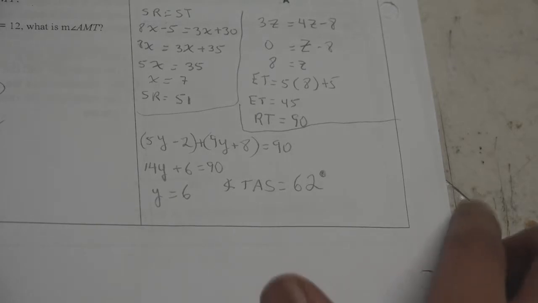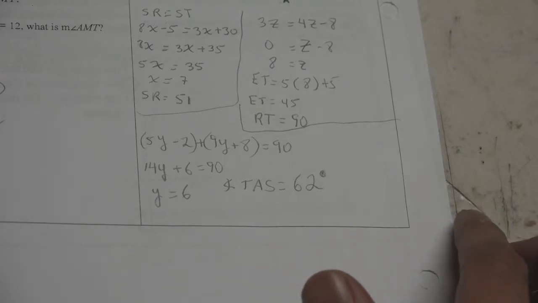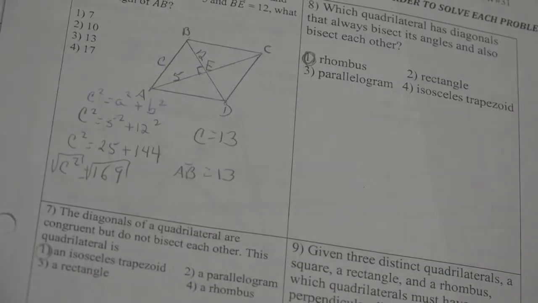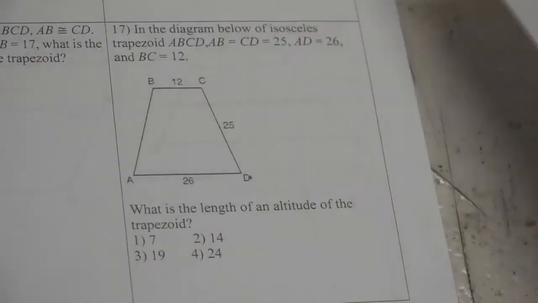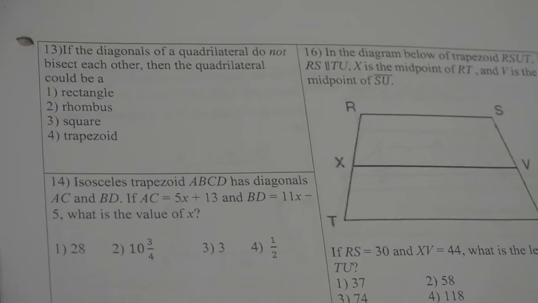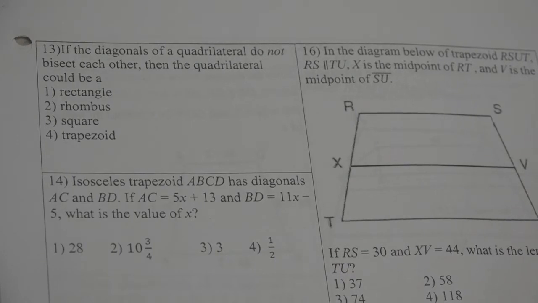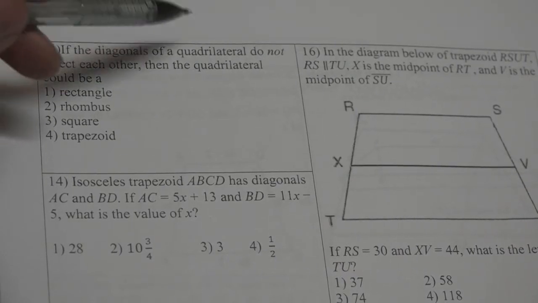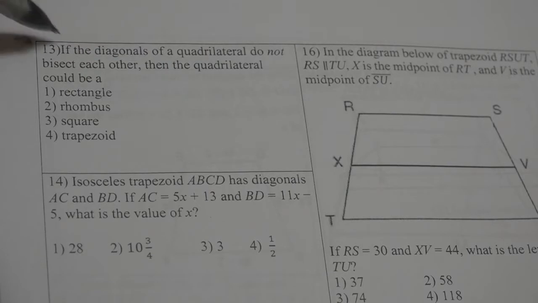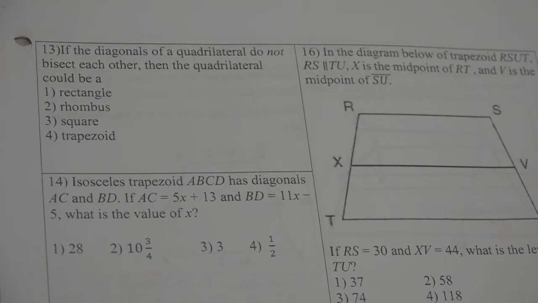All right. Let us move on to our next problem. Did I do this one? Yes, I did this one already. So I'm going on to problem number 13. If the diagonals of a quadrilateral do not bisect each other, then the quadrilateral must be a... All right. 10 seconds. And I'll give you a point if you give me the right answer.